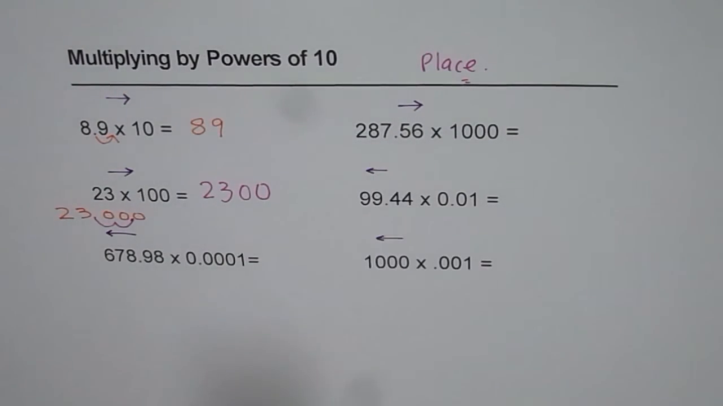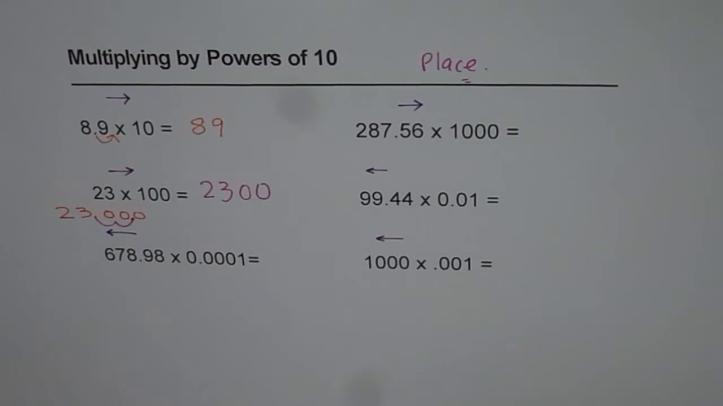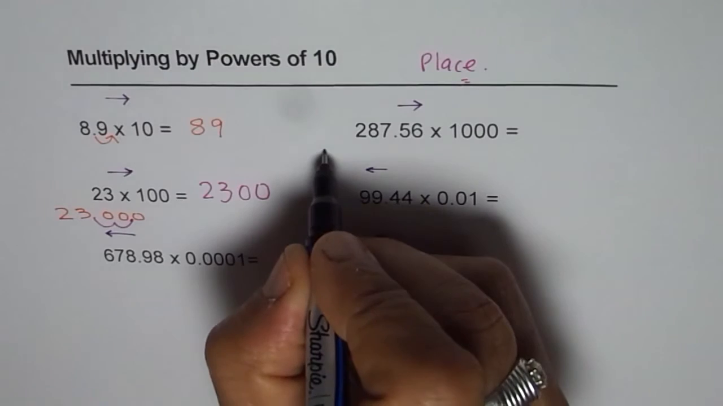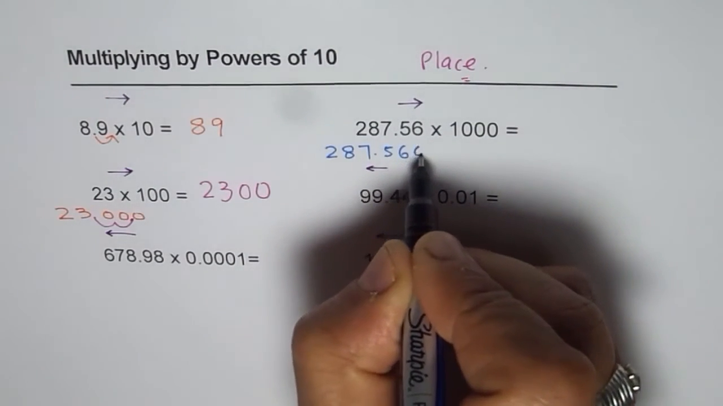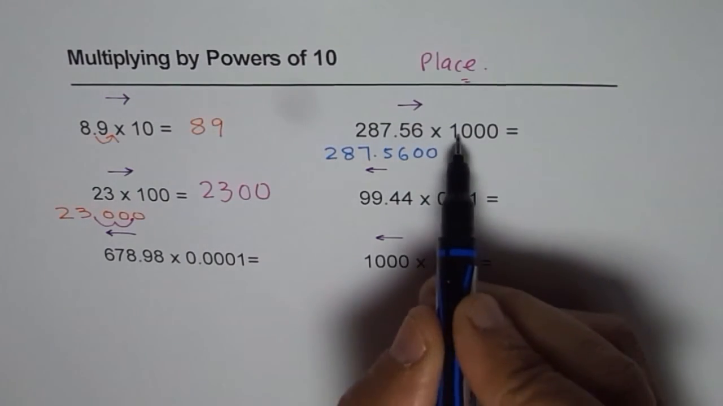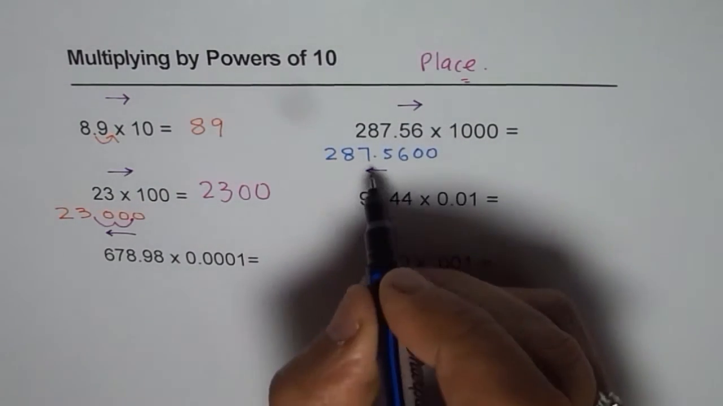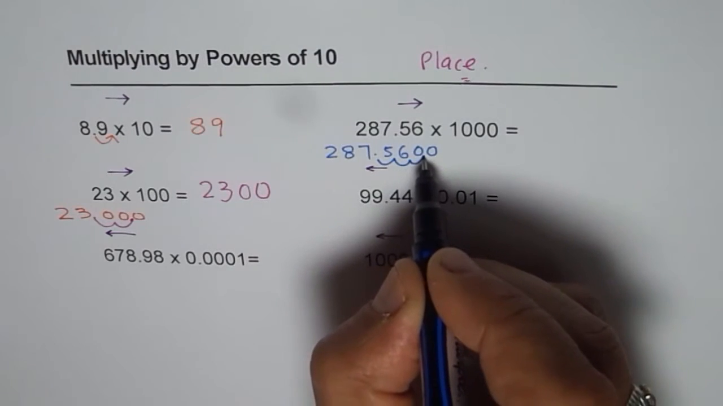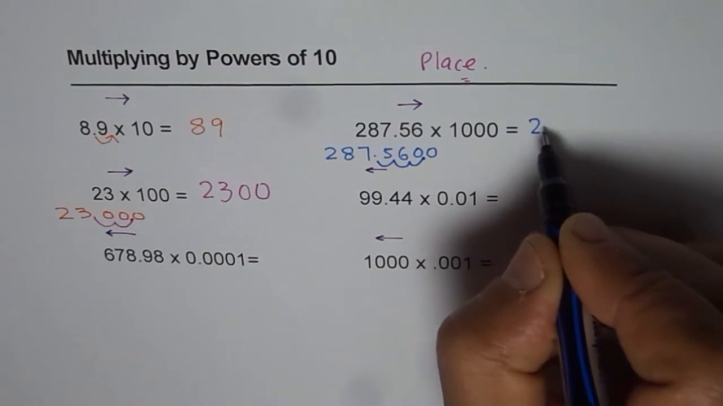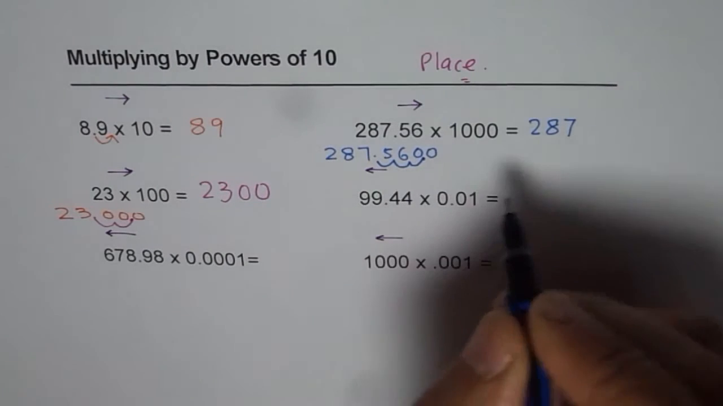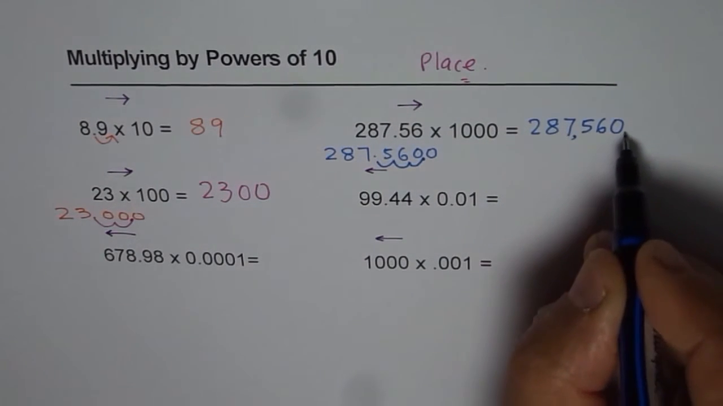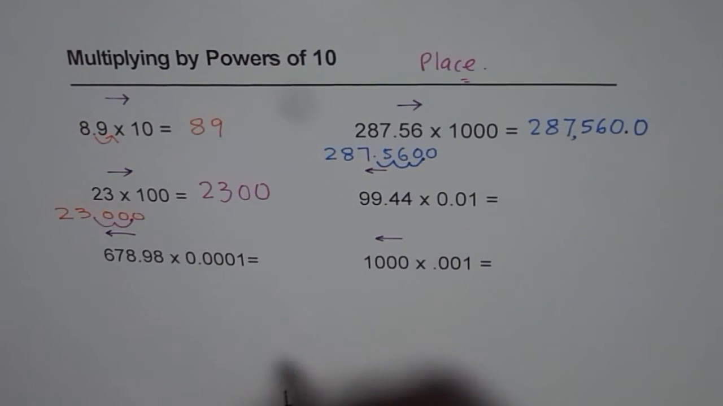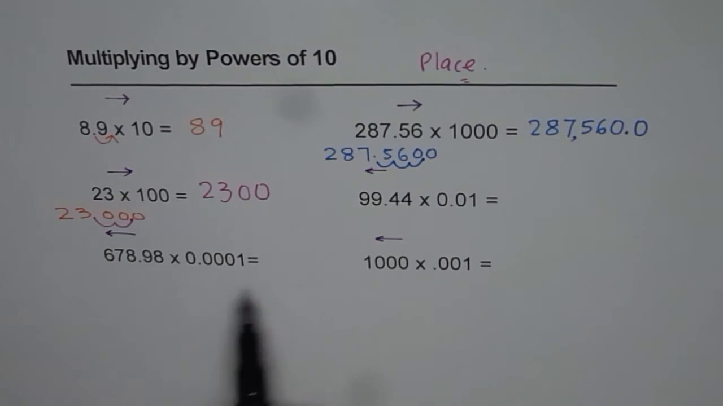Okay. Now here again, what you notice is that we do not have so many numbers. So you can think about rewriting this number also, but you can place it in mind. You can think like this, correct? 1000 means moving right 3 places. So from here 1, 2, 3, there it goes. You get 287 and then 560. So it is 287,560. Do you see? Point, you can write 0 if you want to. Correct. Now let's do these three.